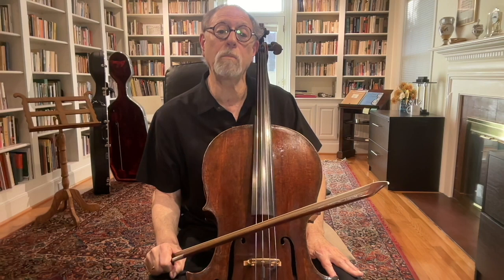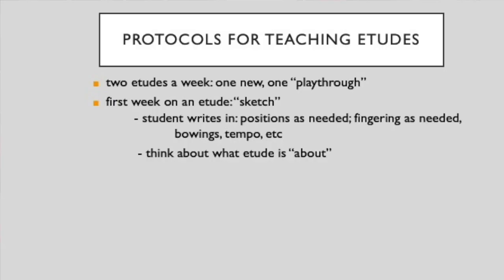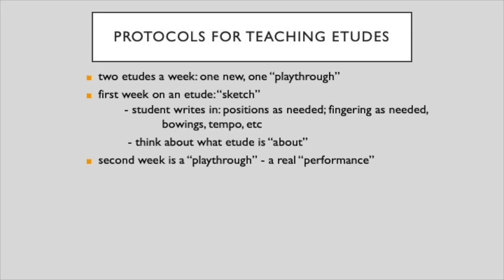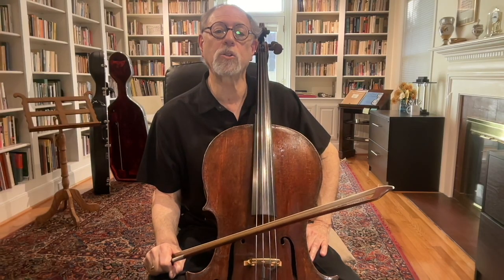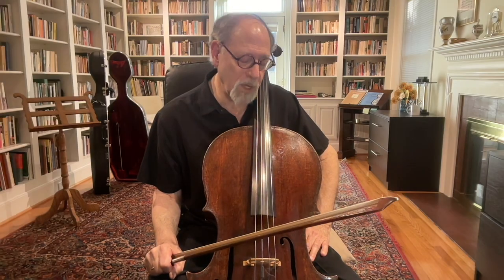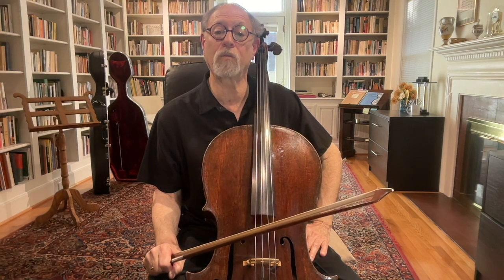In addition, they should be able to verbalize what the etude is about, meaning the technical and/or musical issues that are the focus of the etude. The second etude each week, the old one, should be practiced during the week as a playthrough for the lesson. This means that it's a real performance of the etude with no stopping or mistakes. In this way, students have weekly opportunities to experience the focus and concentration required for performing. This is also part of the continual process of becoming more comfortable with playing for people.